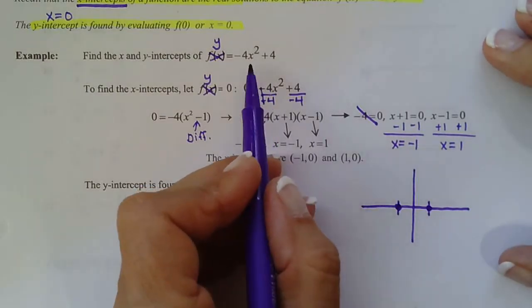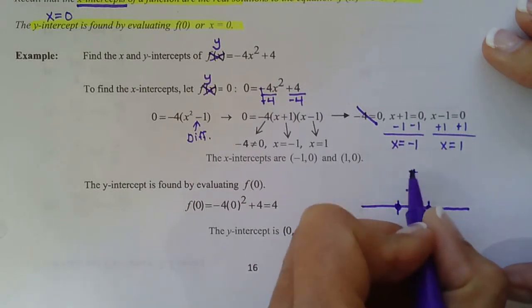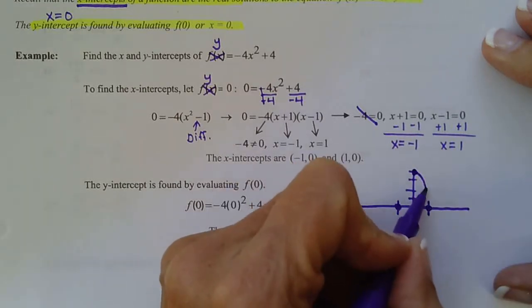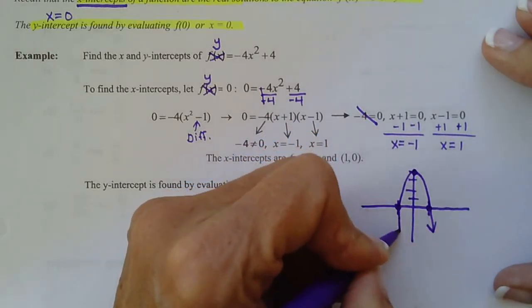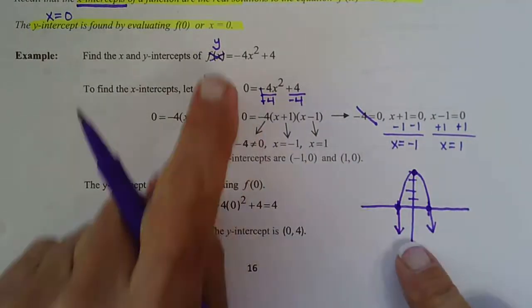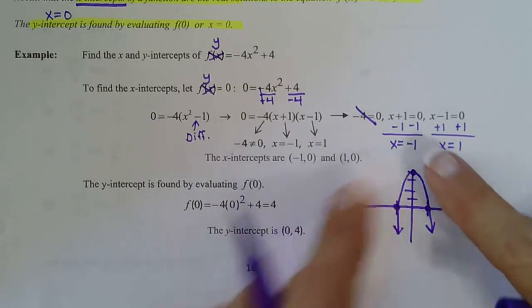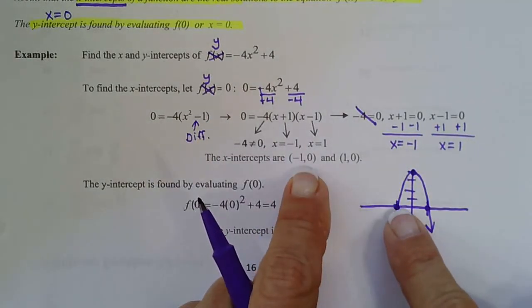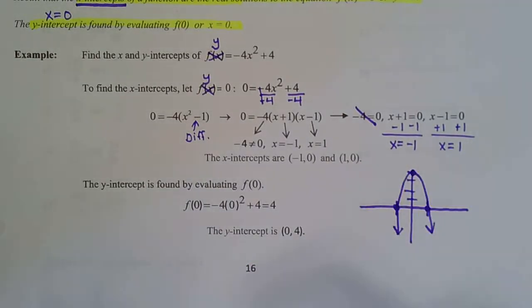When x is 0, I get 4. So we haven't found the y-intercept yet. But just from what we have, I know this. So I know it cups down because a is negative. I know it crosses the x-axis at (-1, 0) and (1, 0), and then we're going to find this point now. So much just from this little teeny bit of algebra, you can draw the parabola.